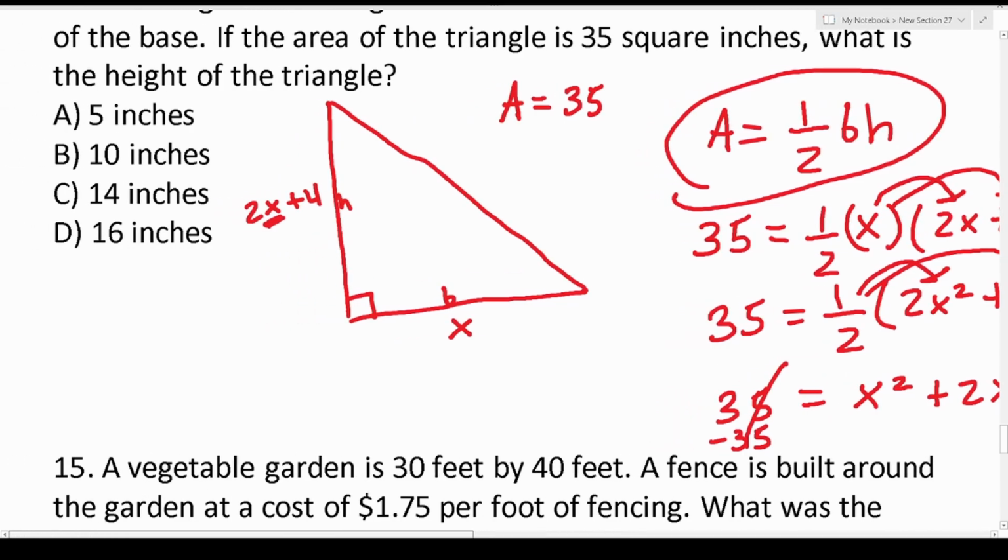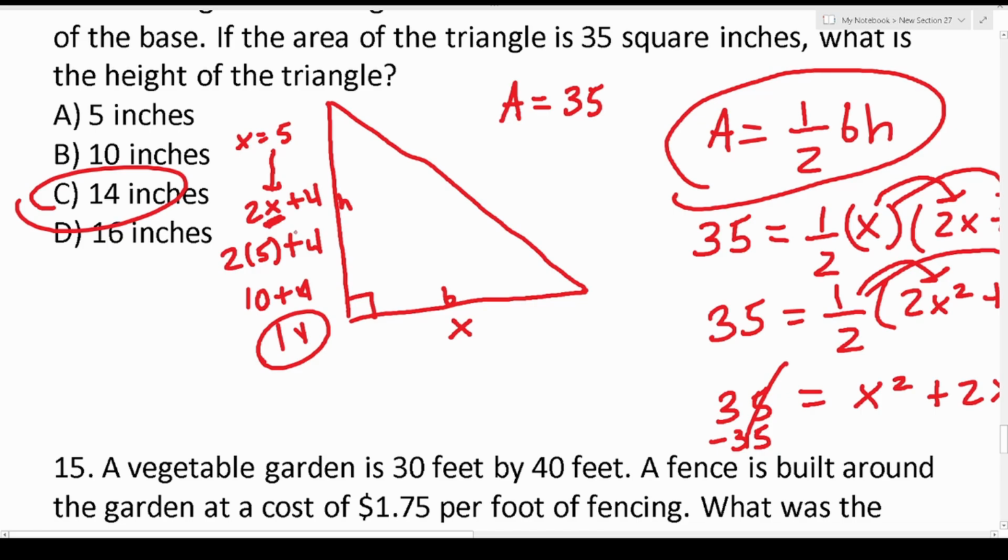And we want to know more specifically the height of this triangle. Well, we know x equals 5, so let's just plug that in place of x here. This becomes 2 times 5 plus 4. 2 times 5 is 10, plus 4. 10 plus 4 is 14. So the answer to this one is C, 14 inches.